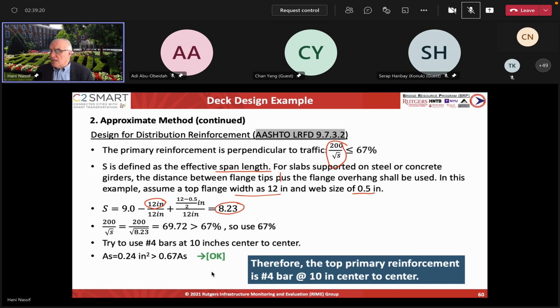And then you divide 200 by the square root of that, you get about 69.7, but we can only be allowed to use 67%. So what is 67%? Basically you take the area of the primary reinforcement, take 67% of that, and you get 0.24. So we'll use number 4 at 10 inches.